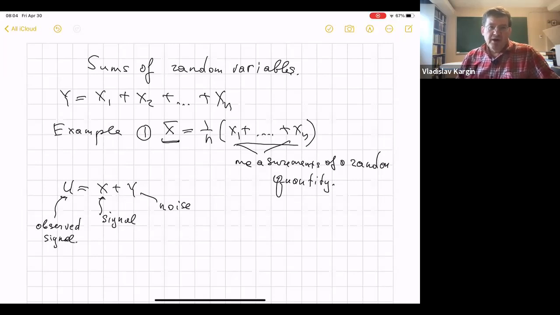Often you will have a converse, inverse problem: from the distribution of the observed signal, find out what the distribution of the signal is. But one component in this problem is the direct problem: how to calculate the distribution of the observed signal from the distribution of the signal and the distribution of the noise.